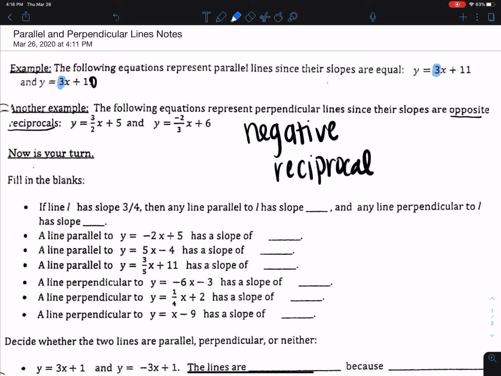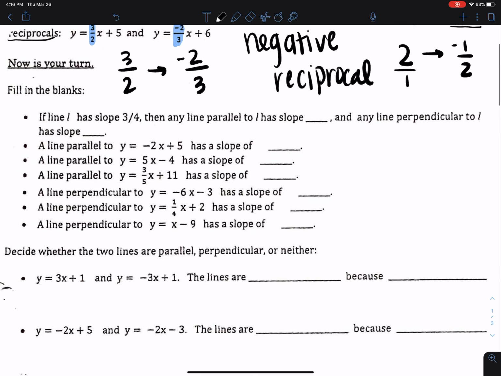If we look at the slopes here, we have 3 over 2, and then we have negative 2 over 3. So we take 3 over 2 and we flip it upside down. That's the reciprocal part. And then we make it negative, and that's the negative part. Anytime you want to find the perpendicular line, you just flip the fraction and make it negative. If, for example, we had 2, we would put that over 1, then flip the fraction and make it negative. That's what you do if it's a whole number. Now we're going to do these examples.